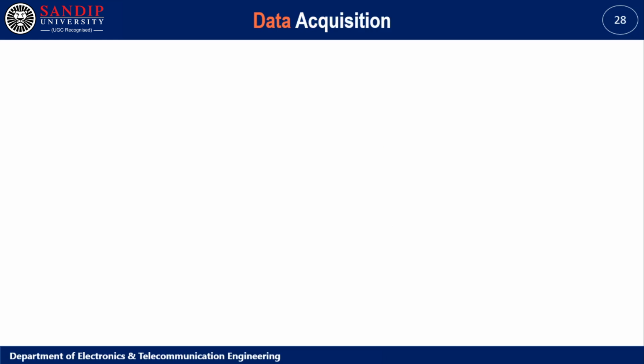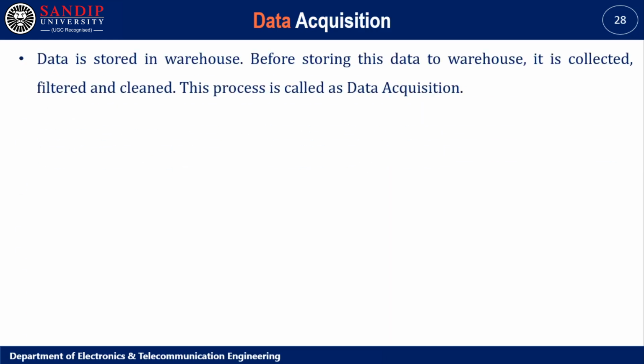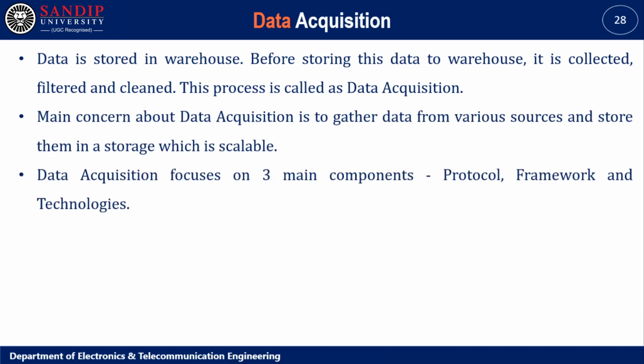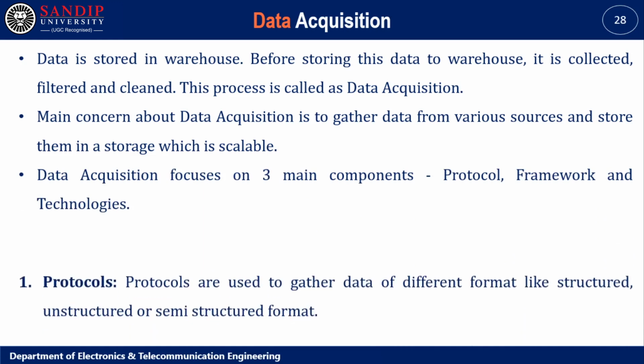Now let us discuss the data acquisition. Data is stored in a warehouse. Before storing this data into the warehouse, it is collected, filtered and cleaned. This process is called data acquisition. The main concern about data acquisition is to gather data from various sources and store them in a storage which is scalable. Data acquisition focuses on three main components, that is protocol, framework and technologies.